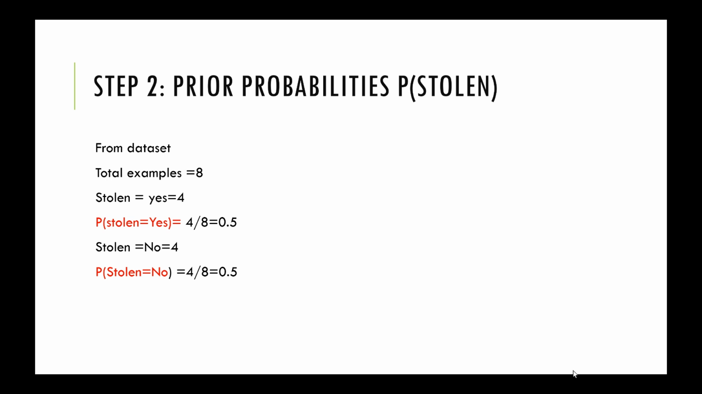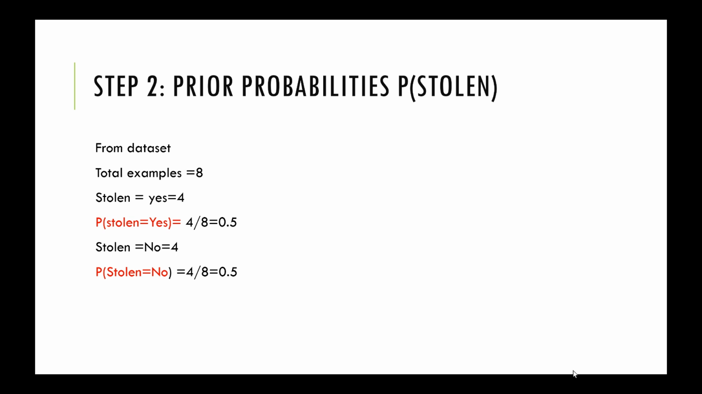So the probability of stolen equal to yes equals 4 by 8 equals 0.5. Probability of stolen equal to no equals 4 by 8, which gives 0.5. Remember this. This will be utilized in the problem.